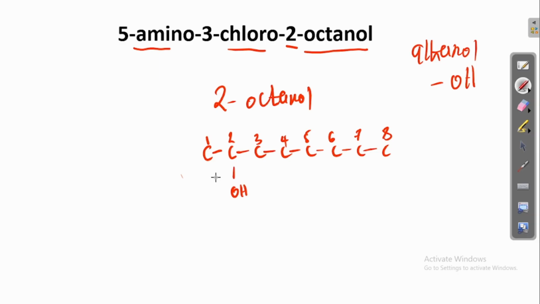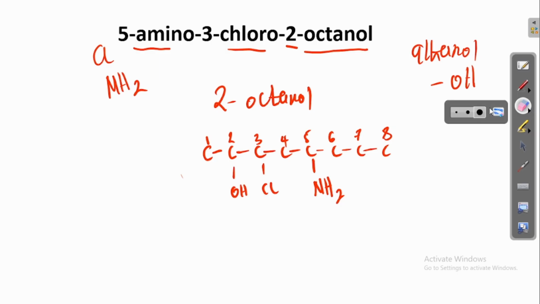Hope you understand. So when we're talking about amino, I'm talking about NH2, that is called amino. Chloro is Cl. So we're talking about 5-amino: on carbon number 5, I have an amino group, NH2, right? Then on carbon 3 I have a chloro group, which is Cl. Next thing to do is to add hydrogen. So let me just wipe all this out.